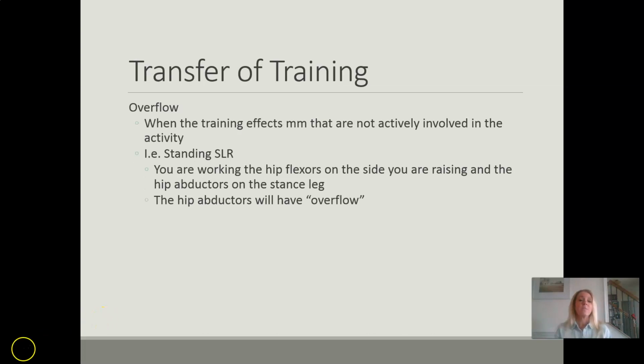There is also a principle of overflow training, and this is when the training affects muscles that aren't necessarily actively involved in the training. For example, a standing straight leg raise or standing hip abduction. As you're abducting one side, you're clearly working the hip abductors on that side, but the stance leg is also being strengthened at the same time because you're working stabilizers on that side. So that is considered to be some overflow training.